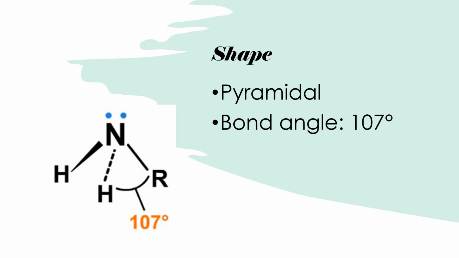And no matter whether we replace a hydrogen with an R group or not, it's still a bonding pair. So we will still have this angle because we will always have 3 bonding pairs and 1 lone pair when it comes to the amines.